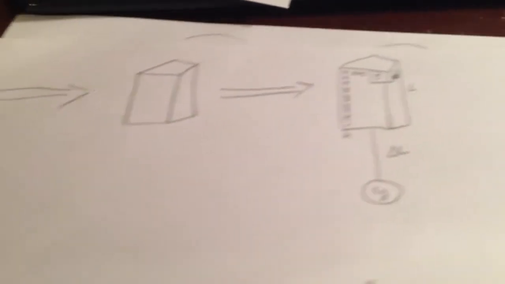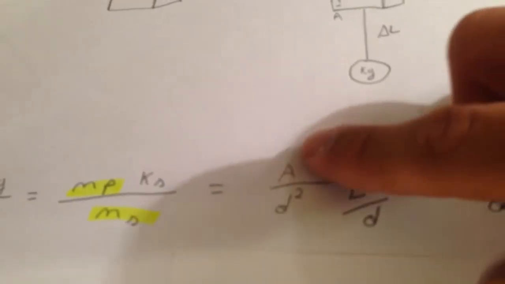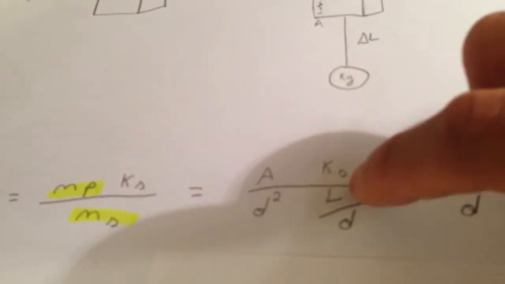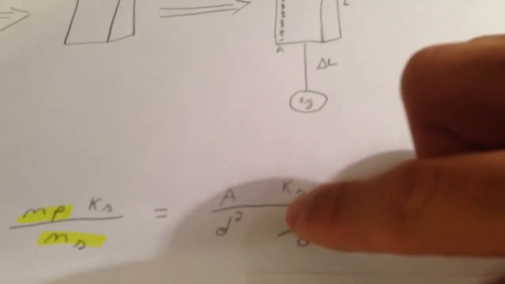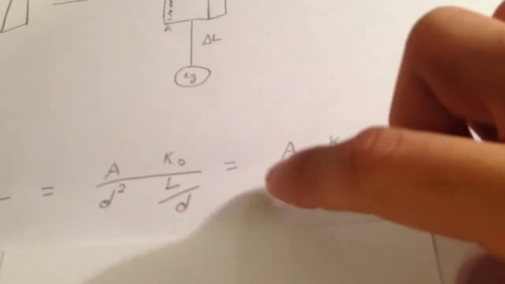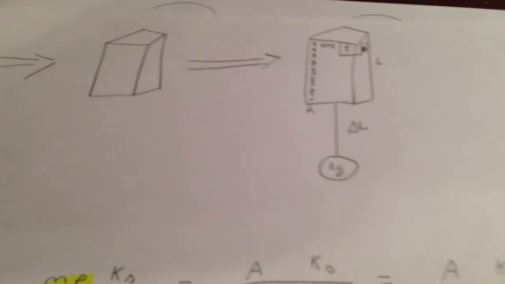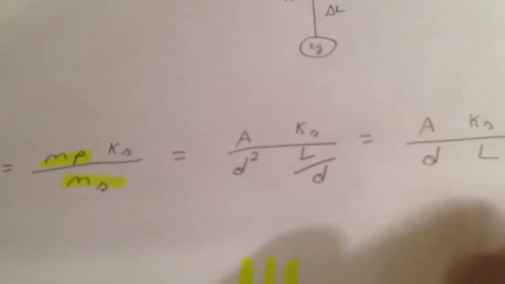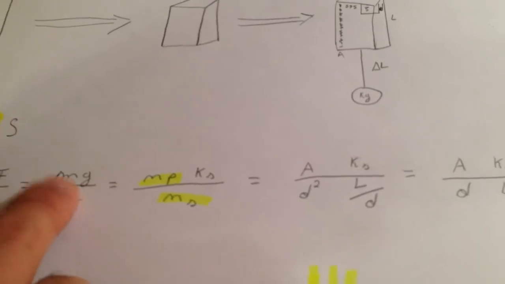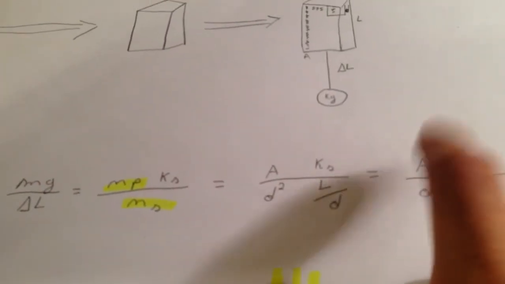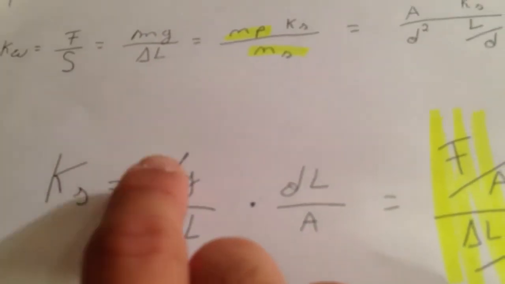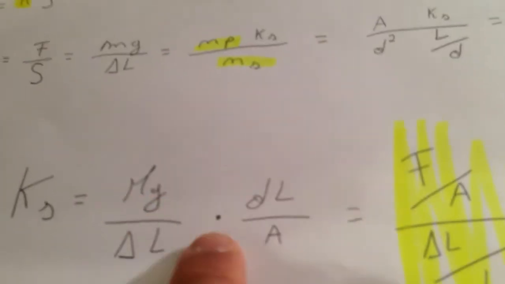Now that I know what NP and Ns stand for, I can include them in my equation as A divided by D squared, times Ks, divided by L divided by D. And I can cancel the D's to have A times Ks divided by D times L. And I know that this and this are equal to each other, so I can solve for my Ks, and my Ks will equal mg divided by delta L times L divided by A.